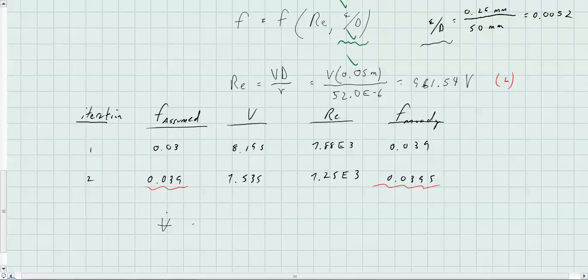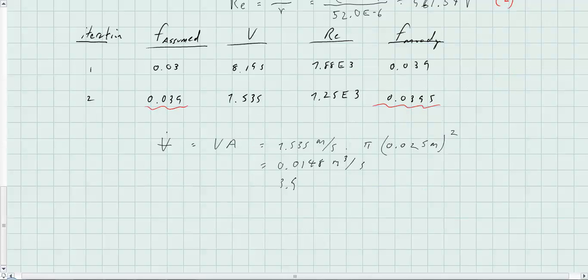So the volumetric flow rate equals V times A, which is then 0.535 meters per second times pi 0.025 meters squared. This is the final result. 0.0148 meters cubed per second, 3.9. Alright, let's get that a little bit clearer, which equals 3.9 gallons per second.